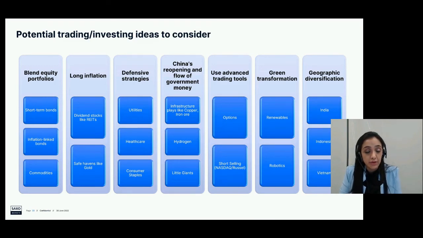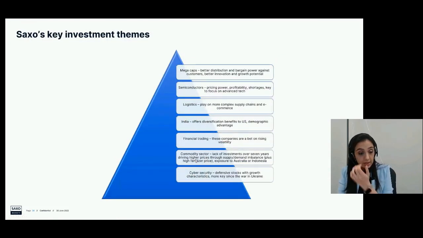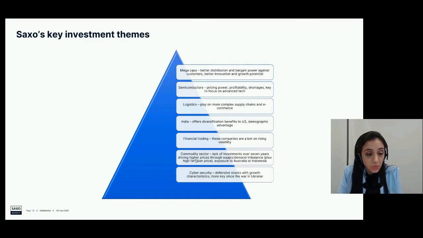So if you think we are probably going down further in the equity markets and you think it's the right time to add some of those quality names, they will give you the best returns in the long run as well. And just on the final slide, these are the key investment themes that we have at Saxo. I'll not talk a lot here, but again, I would just reiterate, we remain overweight commodities, defense, logistics, cybersecurity, and India, particularly.